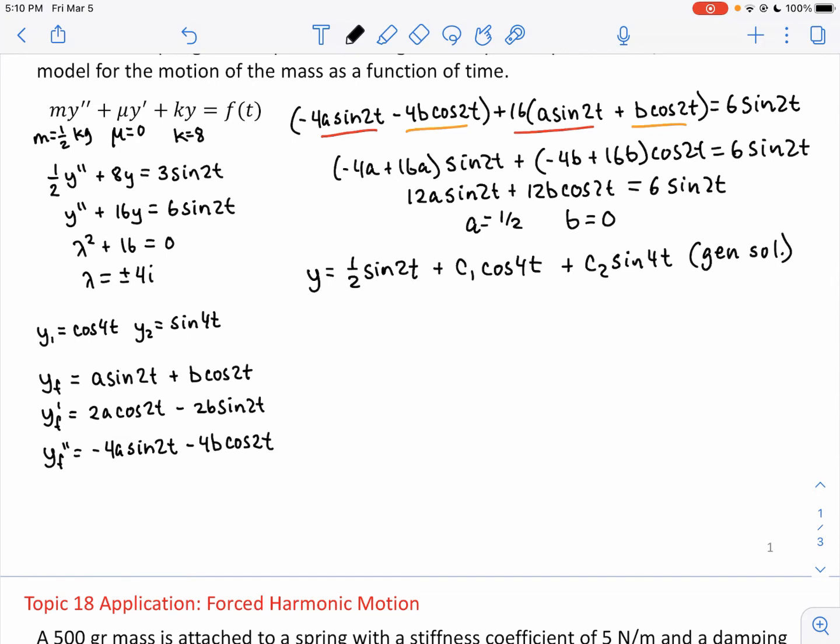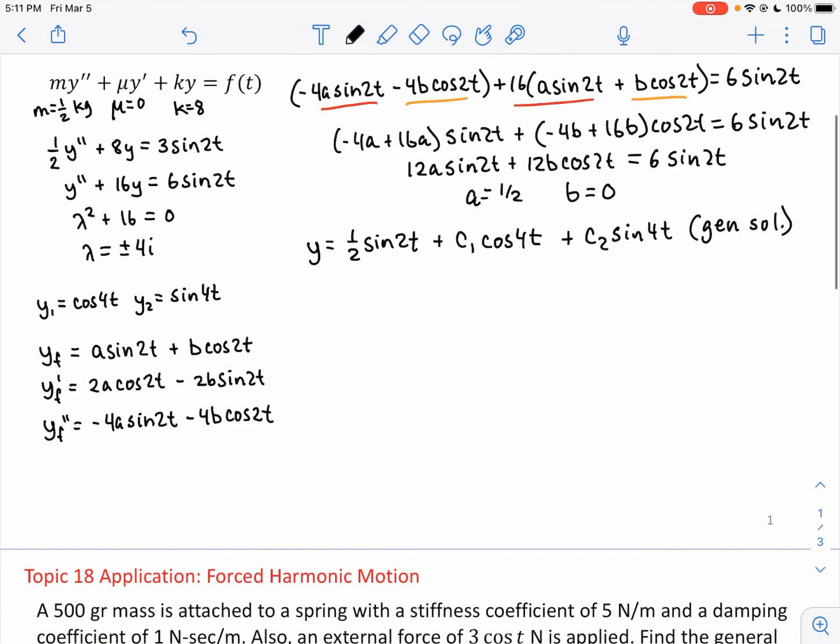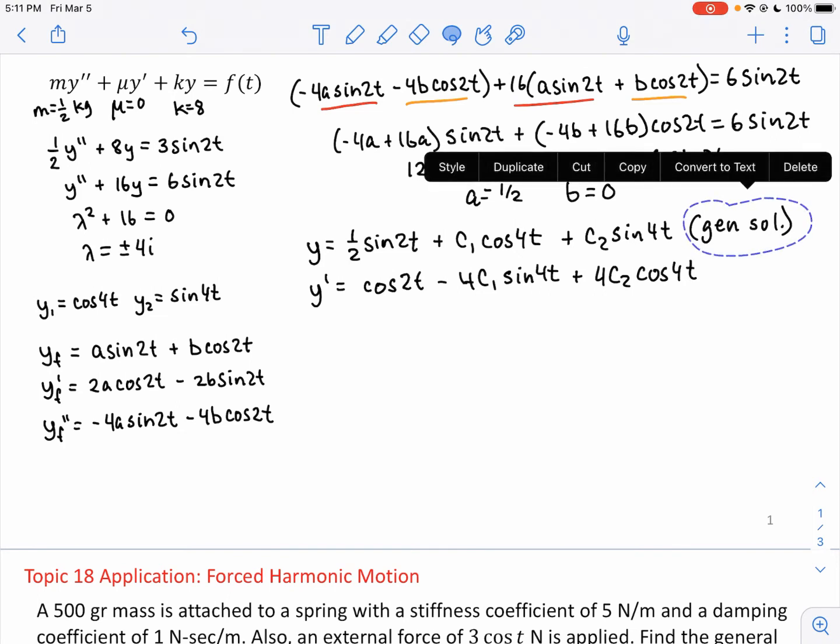Now we want to take our initial conditions. I'm going to have to do a derivative and apply our initial conditions to see if we can figure out what c1 and c2 are. So let's go with y prime is equal to the derivative of the particular portion of our general solution, which is just going to be cosine 2t. Then we're going to have minus 4c1 sine 4t. That's a 4. And then plus 4c2 cosine 4t.